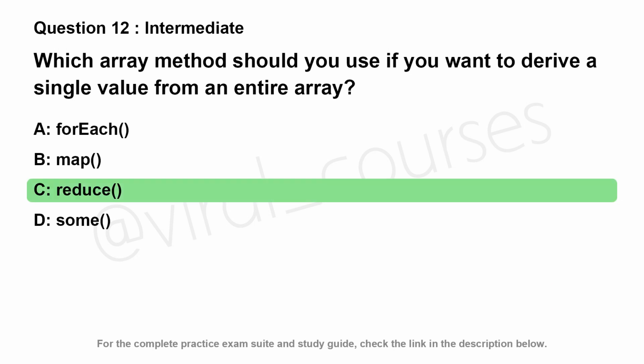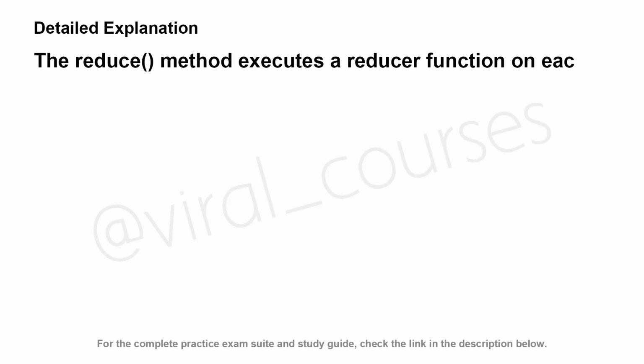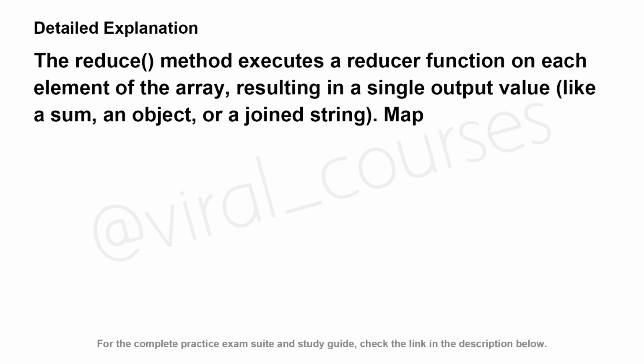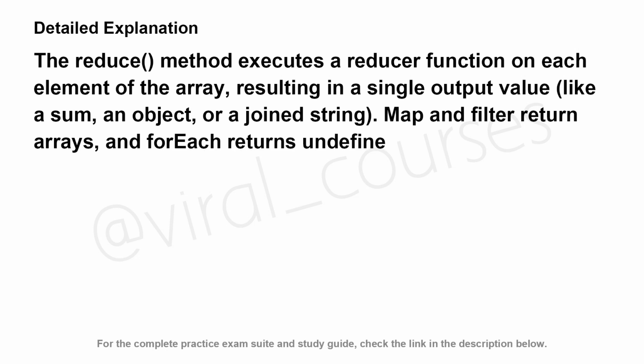The correct answer is C. The reduce method executes a reducer function on each element of the array, resulting in a single output value, like a sum, an object, or a joined string. Map and filter return arrays, and forEach returns undefined.